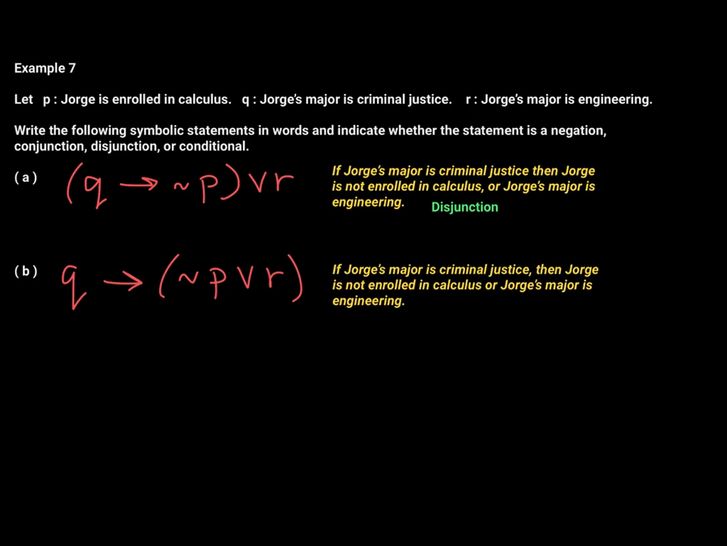All right, I think we have it. If Jorge's major is criminal justice, comma, then Jorge is not enrolled in calculus or Jorge's major is engineering. All right, because this symbol is outside of the parentheses, this entire statement is considered a conditional statement. So I'm going to write conditional. All right, very, very, very good.